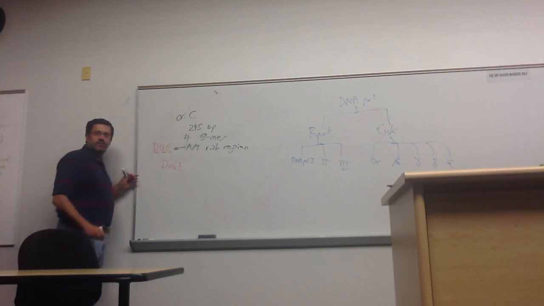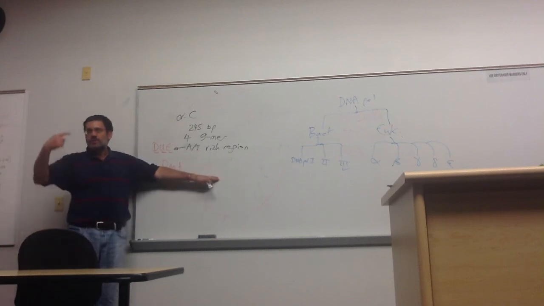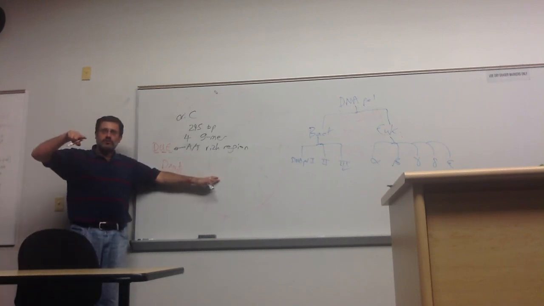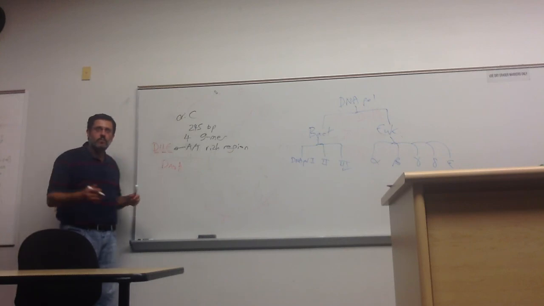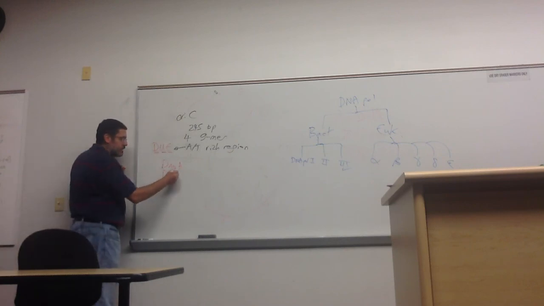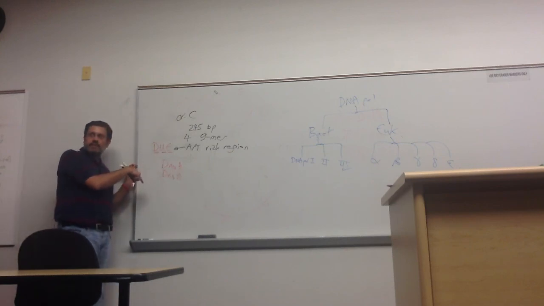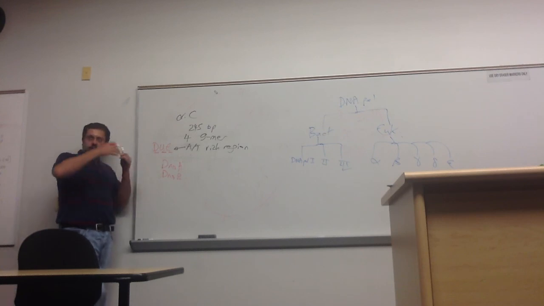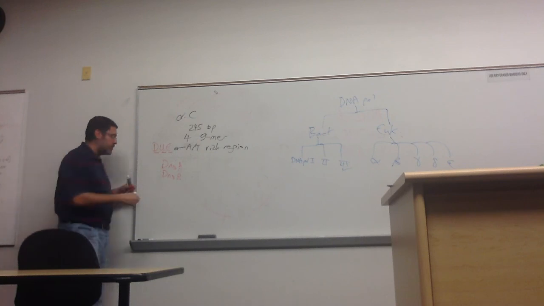DnaA proteins are the first ones. They bind to the 9-mers. The DNA circles around them. The AT-rich region opens. The DnaB comes along. That's the DnaB helicase. It opens it further, right? And then primase comes and puts down a primer.